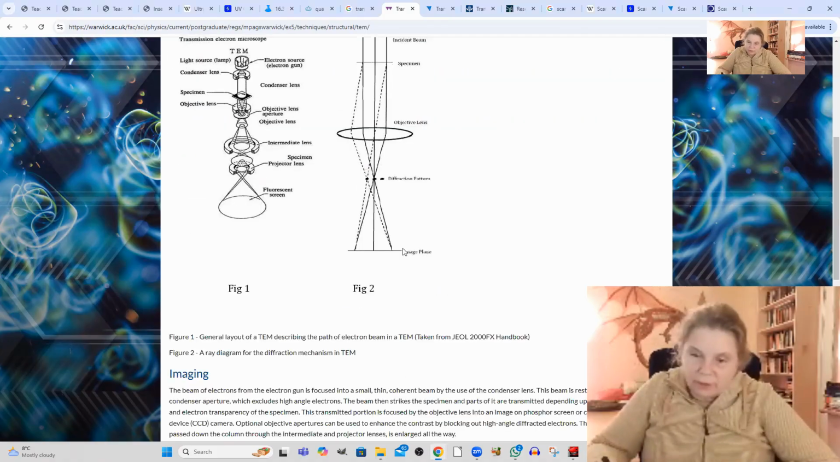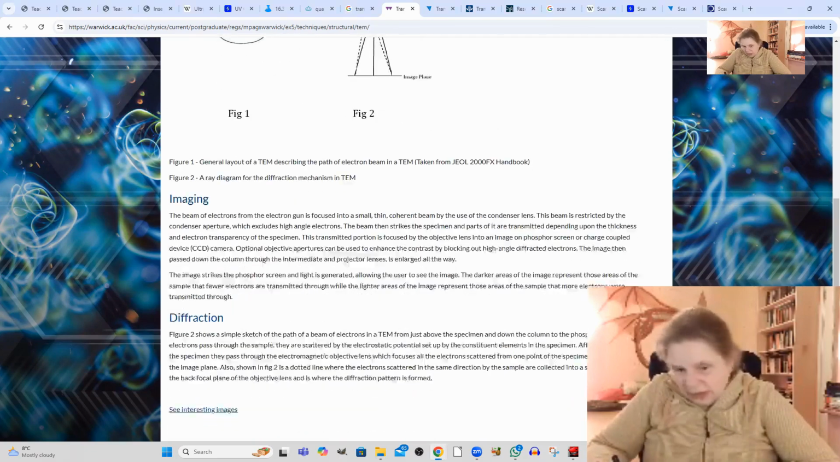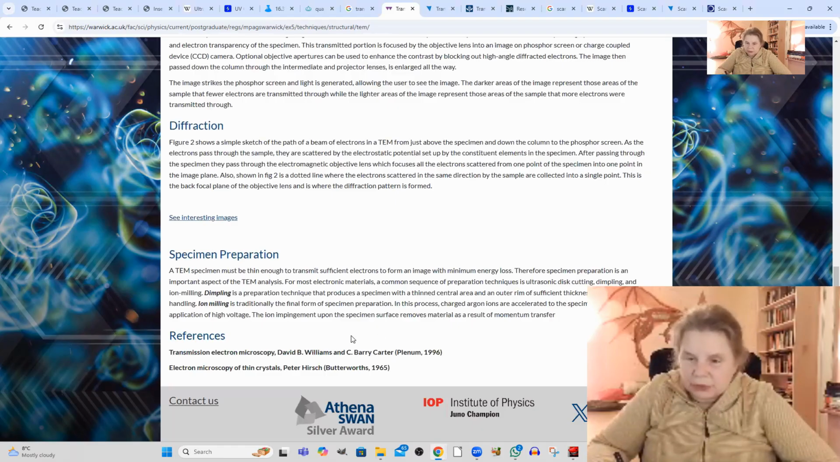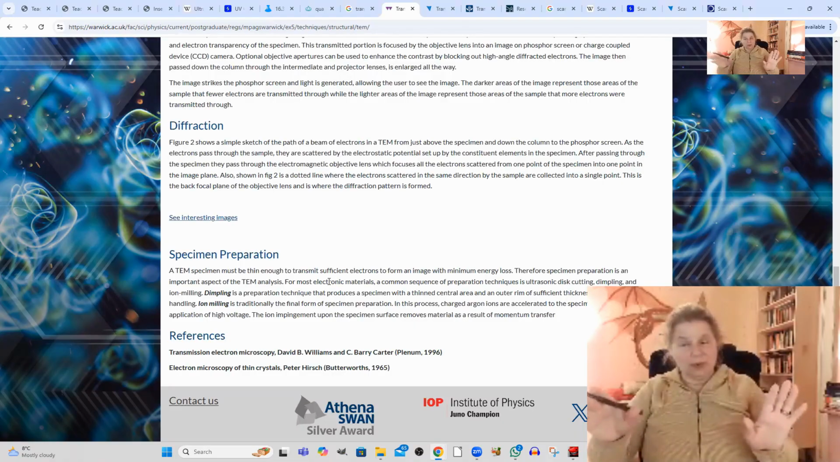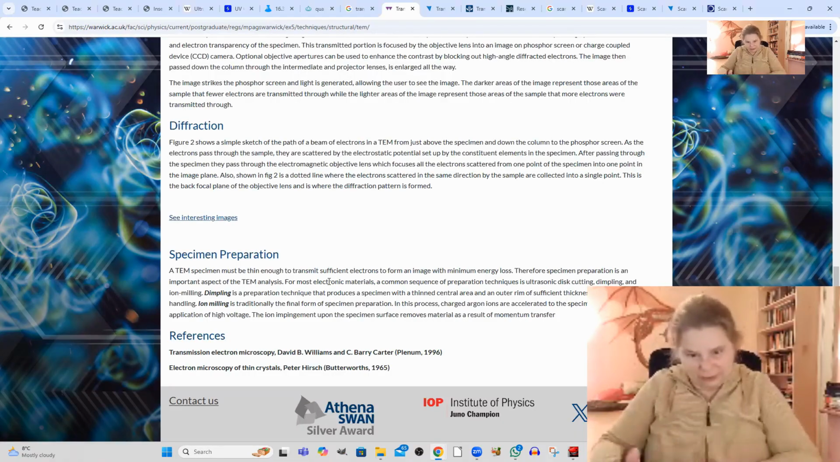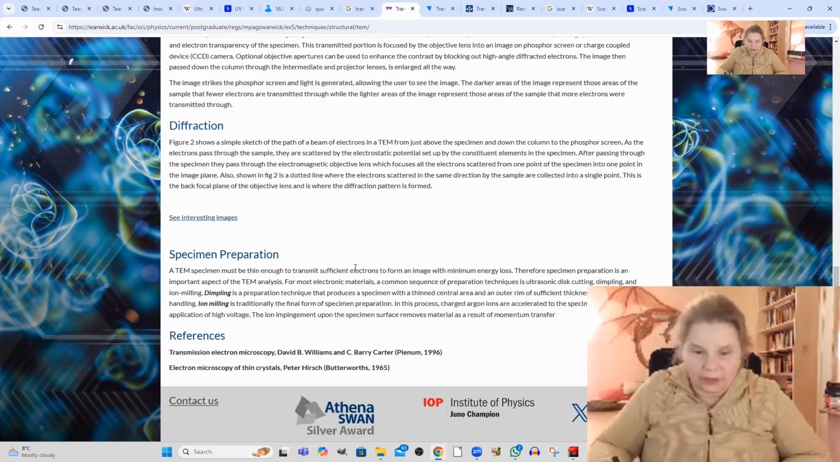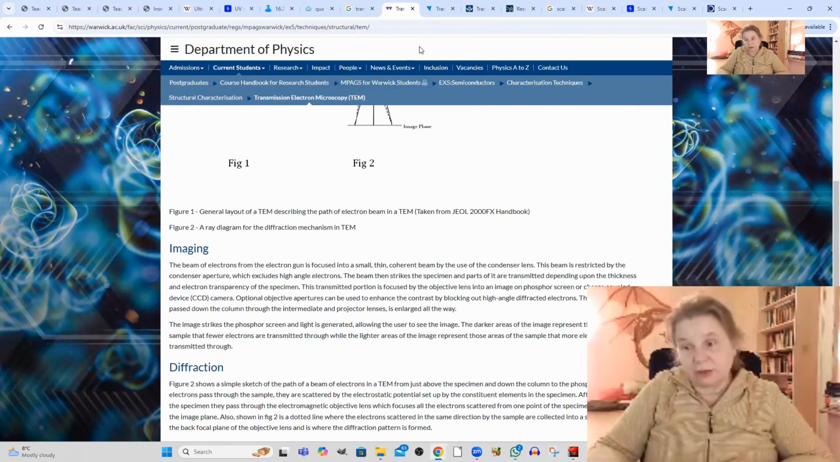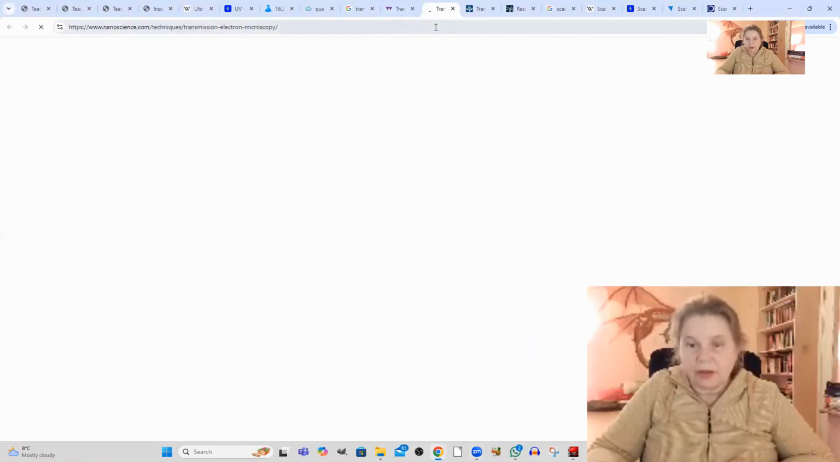Complicated. So yeah, it talks about diffraction, and it talks about specimen preparation. Preparing specimens is a whole other ballpark, slicing things thin enough that you can let electrons through. Oh, okay, yeah, lots and lots of problems there. So if you're interested, electron microscopy is a whole field all on its own.